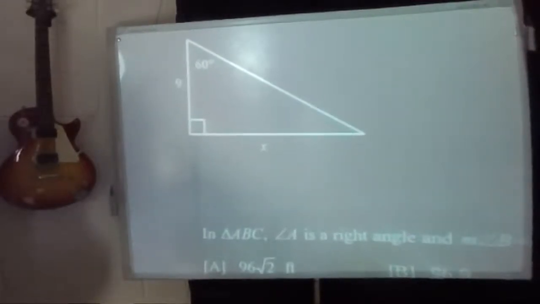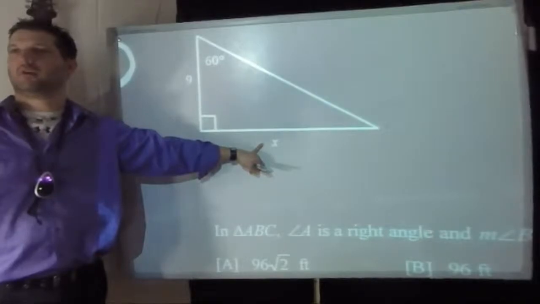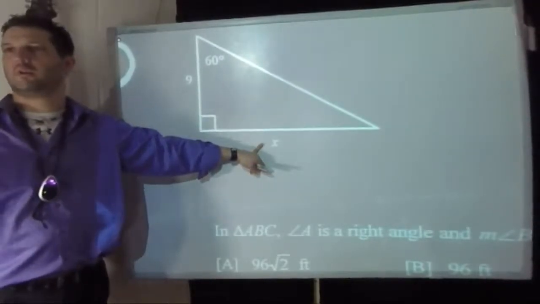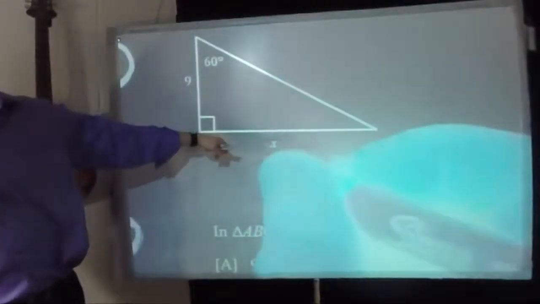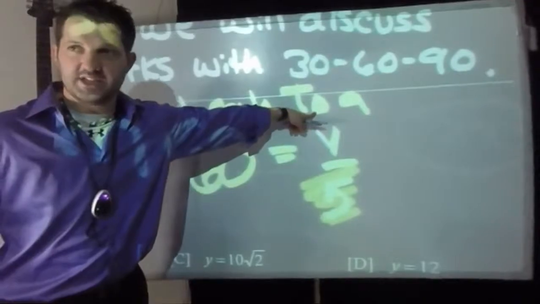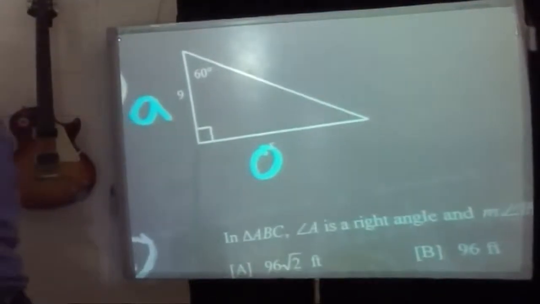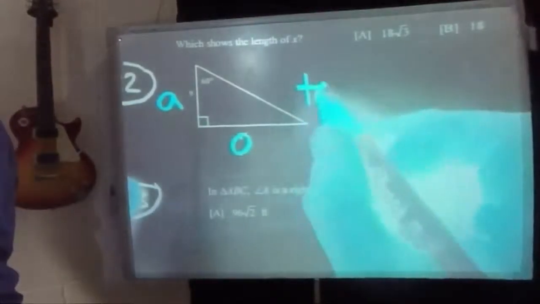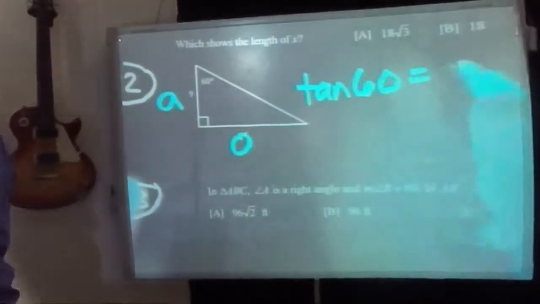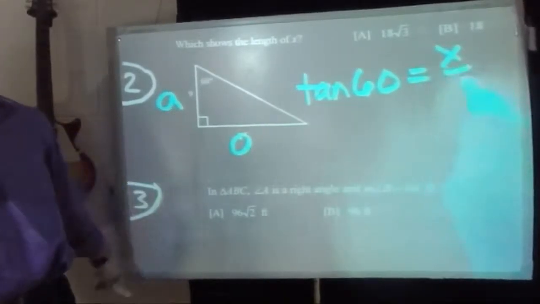Same thing here. What you want is a what? O, A, or H? We want an O. What do we have? A. So again, O and A. Tangent again. TOA. So write tangent 60. Opposite, which is X, over adjacent, which is 9.